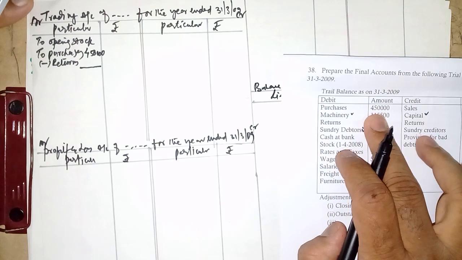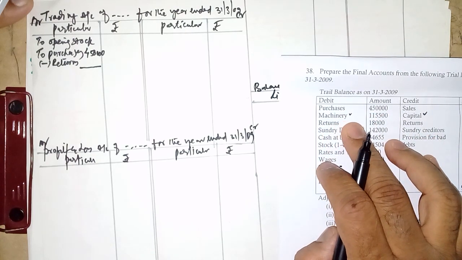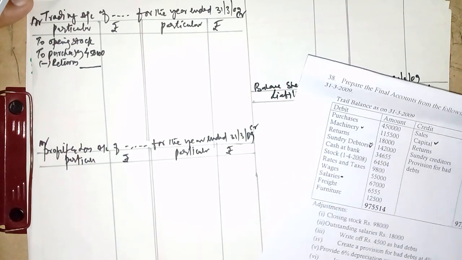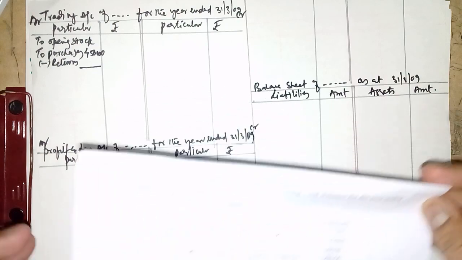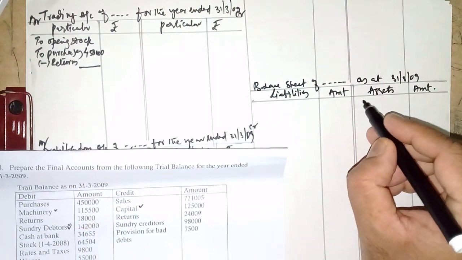After purchases, we have machinery, and we have ticked machinery as there is an adjustment on it. Machinery, first of all, is an asset, so it should be recorded on the asset side of the balance sheet. First, the asset side: machinery.